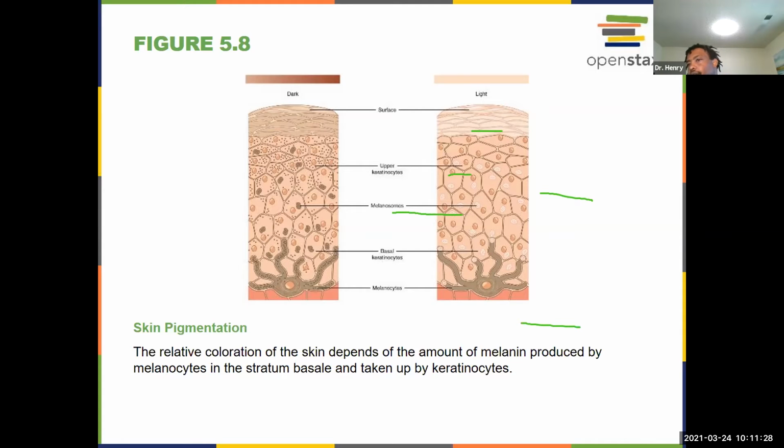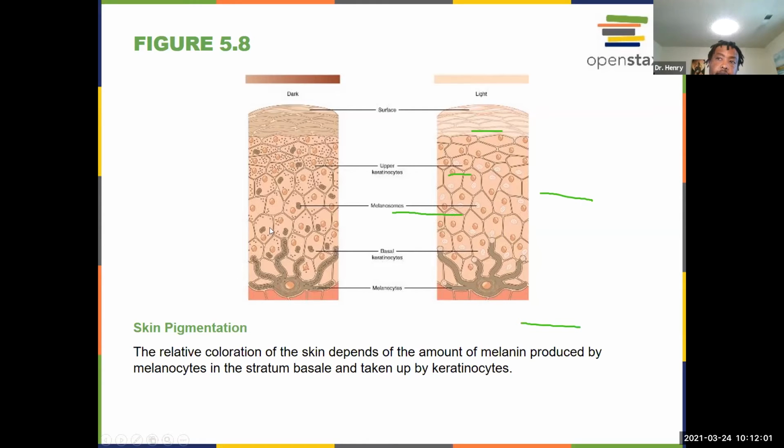Okay, well, this is basically just showing you pigmentation, how pigmentation is controlled. So we talked about the melanocytes, right? Melanosomes, melanocytes. These are our melanocytes here. These guys are going to be responsible for making melanin. These melanocytes are going to be secreting that melanin, and it's going to be taken up by the keratinocytes.